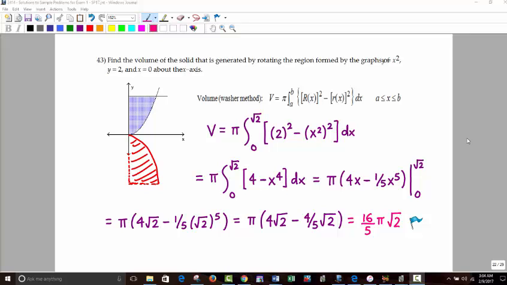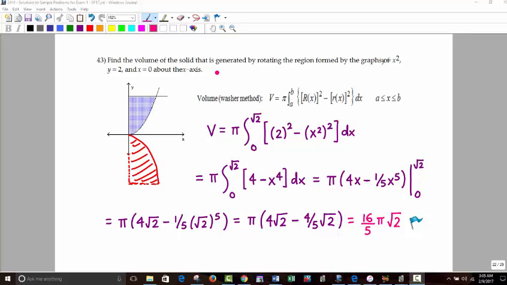Okay, this is part 4 of the sample problems for exam 1 for Math 2414 Calculus 2. We'll begin this session at problem 43 and go all the way to the end, problem 56. Now we're looking at volumes of solids of revolution.